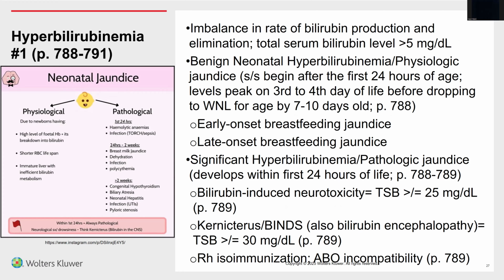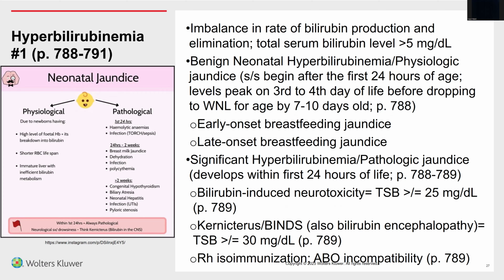Benign neonatal hyperbilirubinemia is also called physiologic jaundice. Signs and symptoms of this will occur after the first 24 hours of age. Typically, the bilirubin level will peak on the third or fourth day of life before it starts to drop to within normal limits for their age by 7 to 10 days old. This can include early onset breastfeeding jaundice and late onset breastfeeding jaundice.